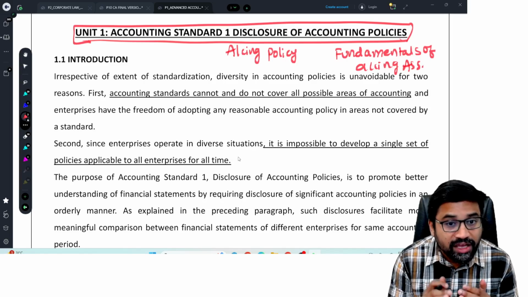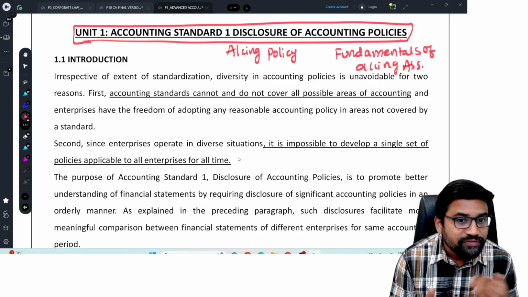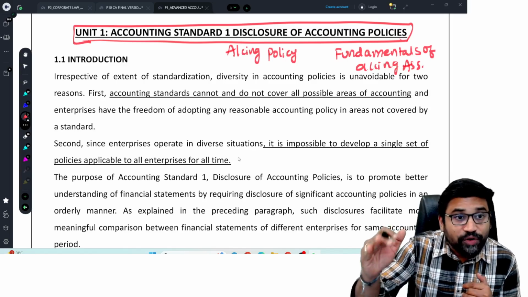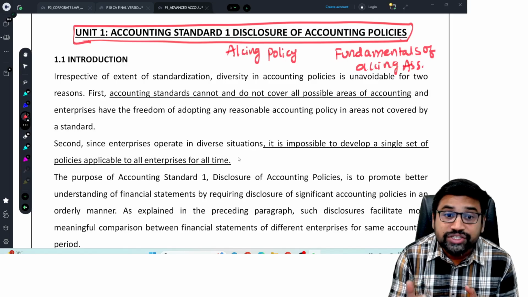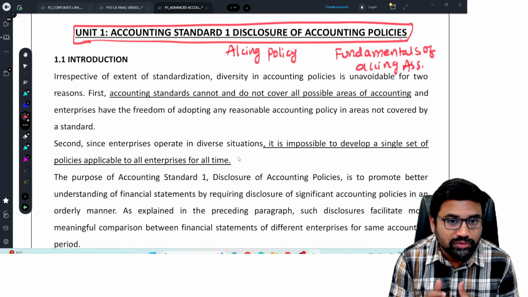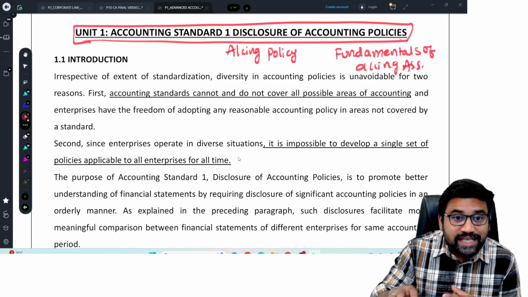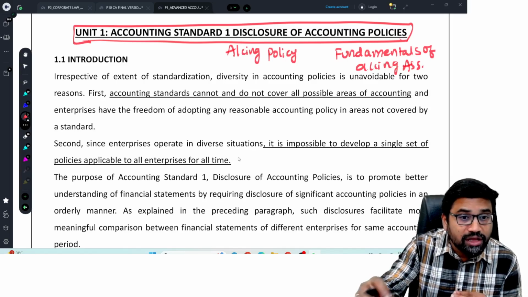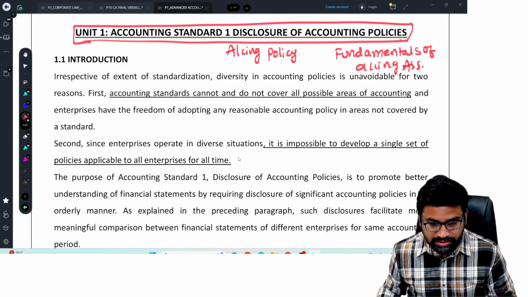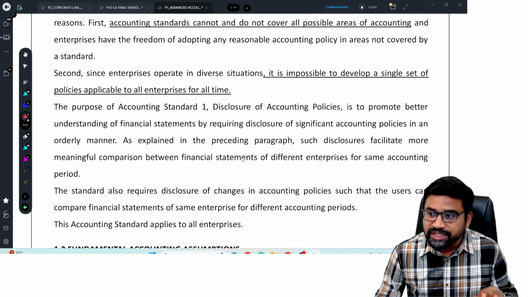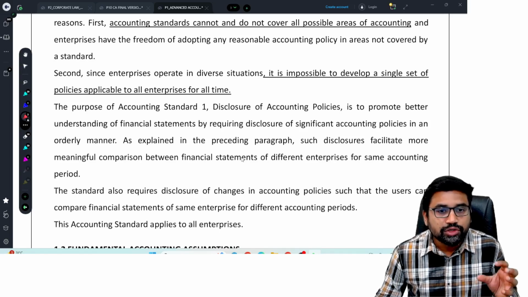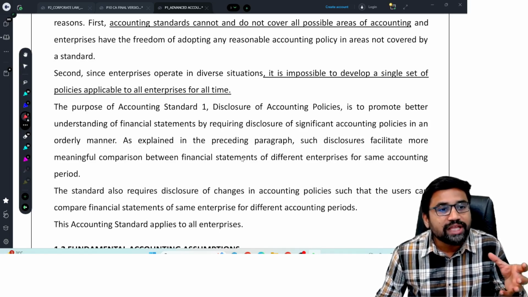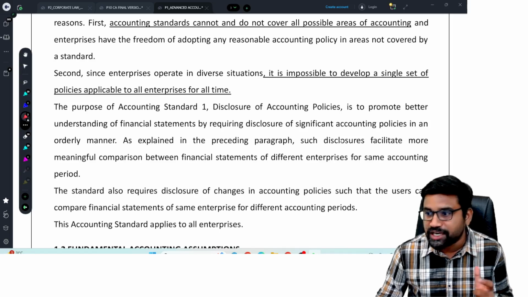So we are agreeing to the fact that you follow different policies. Some other companies follow some other rules and regulations. Depending upon the nature of the organization, definitely they will follow different accounting policies. So this standard is saying, whatever accounting policies you are following, you just disclose it. So the main object of this standard is to ensure every organization discloses the accounting policies, whatever they are following in the preparation of financial statements.